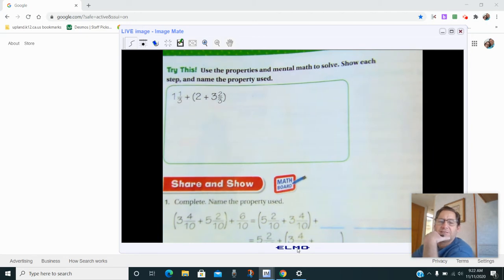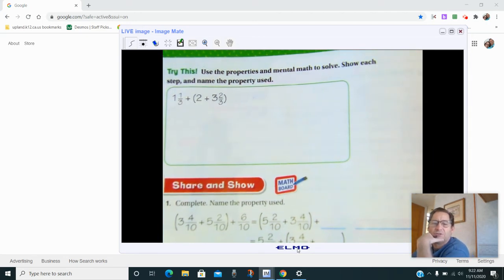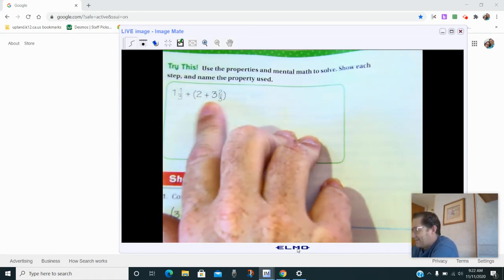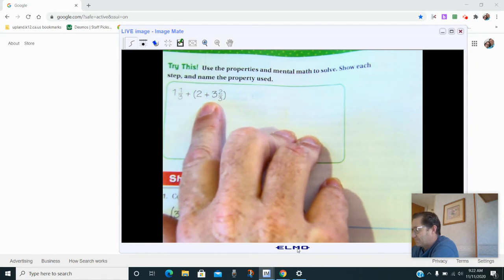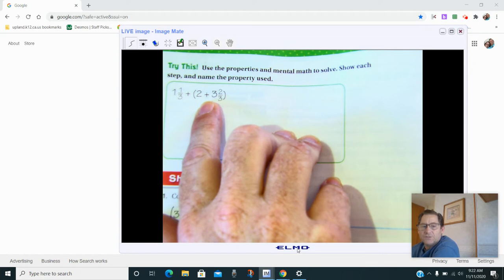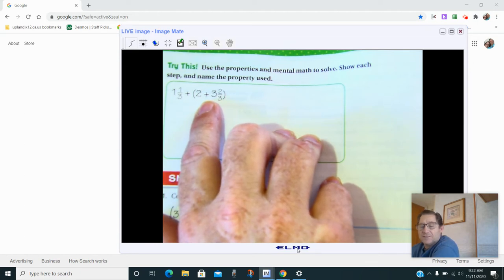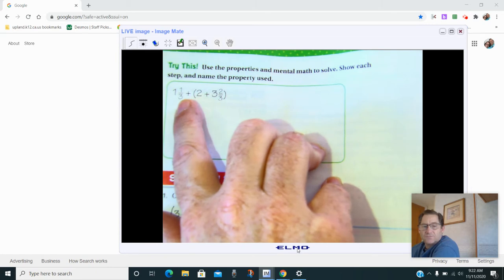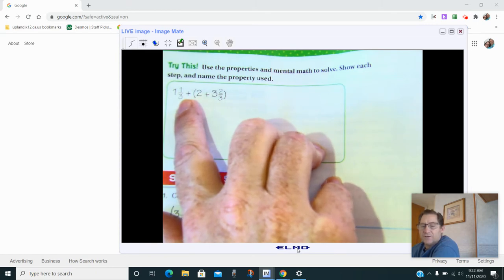Use the properties and mental math to solve. Show each step and name the property used. All right, so right now it's telling us they want us to add these two things first. Well, if we want to find fractions that are going to equal 1, I see 2/3 and 1/3. That would add up to 3/3.